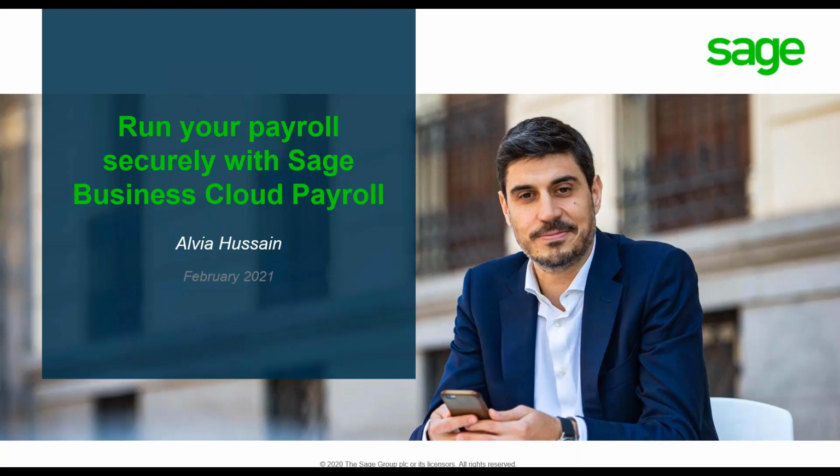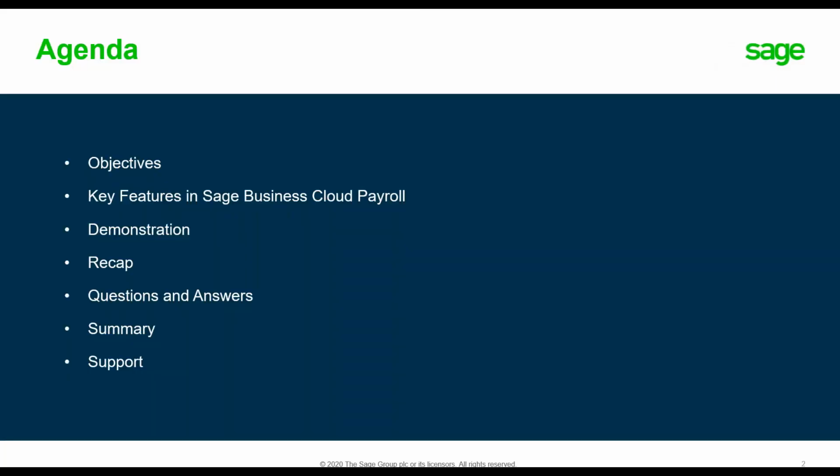So let's go through the actual agenda. In today's session, we'll probably take around about 20 minutes to half an hour, depending on if we get quite a few questions. So first things first, we'll go through the objectives, the key features in Sage Business Cloud Payroll. Then we'll go through a live demonstration, a recap, and the Q&As, then the summary, and the type of support you'll receive at the end.